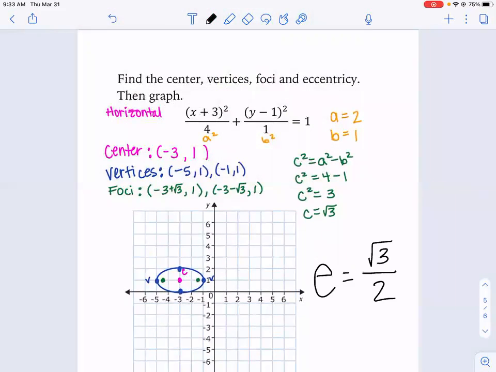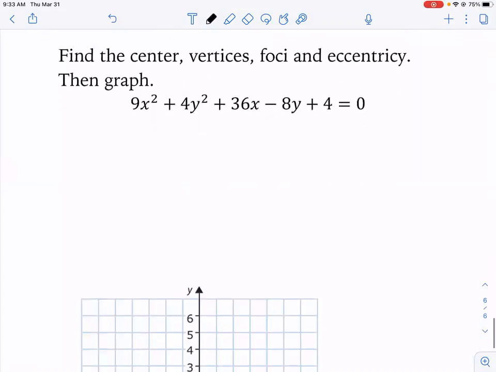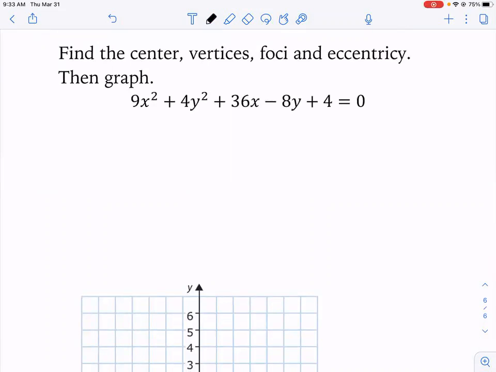All right. Should we do another one? Sure. Thanks, Nick. Nick's excited. What do you think my next example is going to be? Potentially vertical. What else am I going to do here? It's not in standard form. But I feel like that actually makes more sense when we do the algebra.